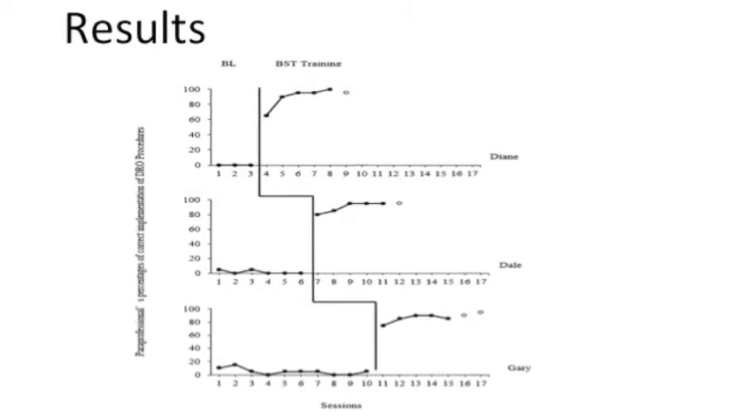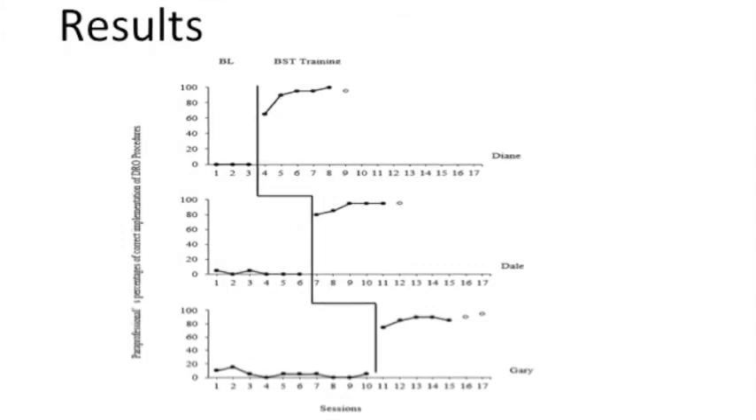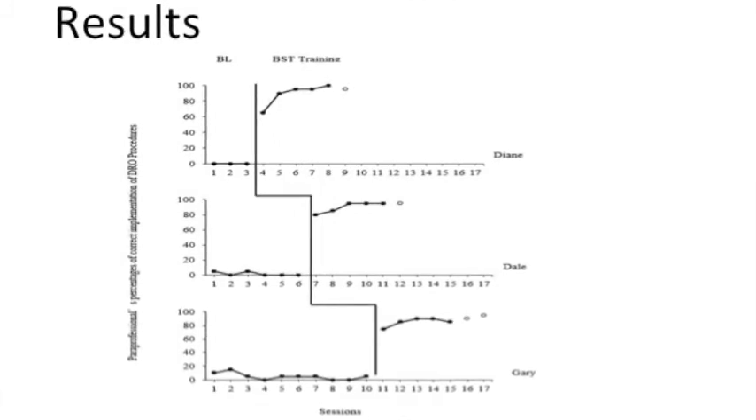Dale showed stable responding during baseline with a mean of 1.7% correct implementation. Dale shows an increase in level from baseline to intervention and began the intervention session with 80% correct implementation. During the second intervention session, he shows 85%. During the third, he shows 95%. The fourth, he shows 95%. And he ends the intervention phase with 95% correct implementation of DRO procedures.